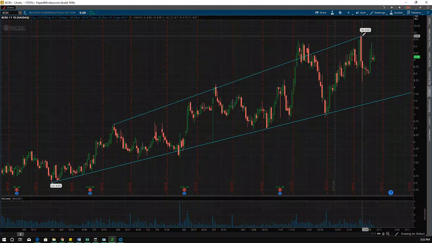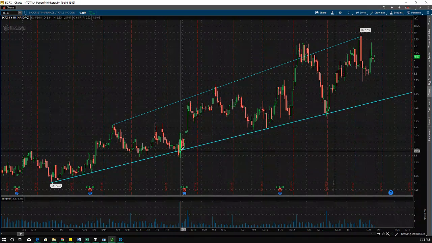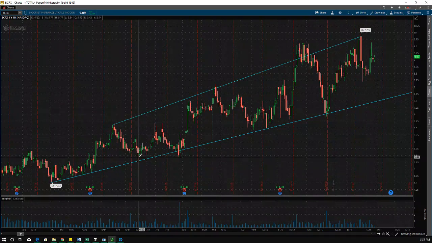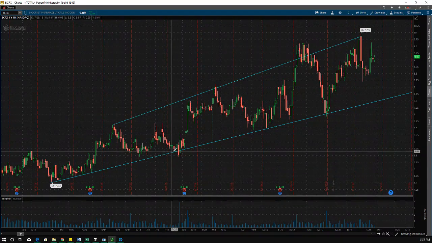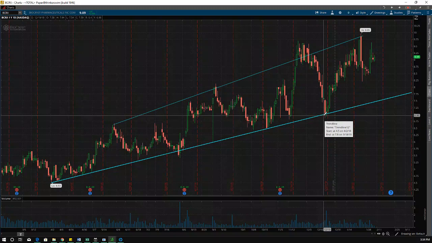So essentially what I kind of want to emphasize is that this support level tells us where to buy, because it tells us that based off just the historical price movement of BCRX, this is the lowest the price will get. So if this is the lowest the price of BCRX will get, that tells us that this is the best possible price to buy it. This is where we're getting the best deal.